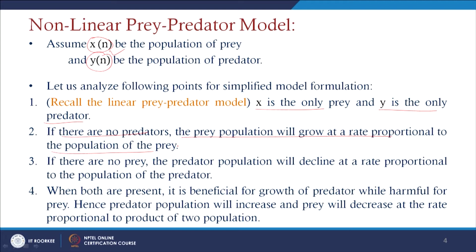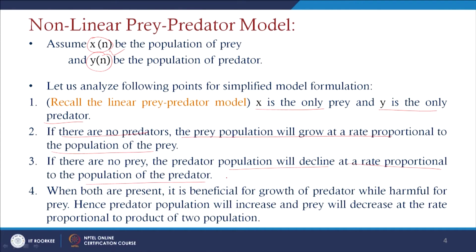Hence, we can consider that the predator population will decline at a rate proportional to the population of predators. That is why we usually consider that the prey population will grow exponentially, and the predator population will decline exponentially.